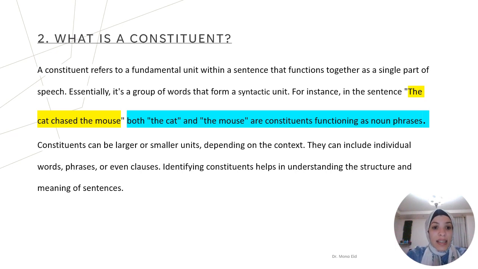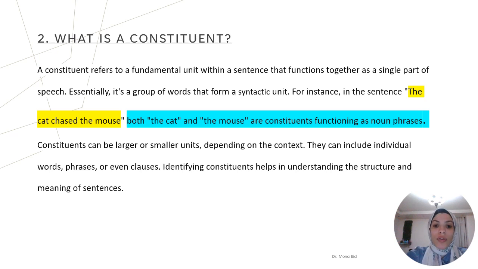For instance, in the sentence, the cat chased the mouse, both the cat and the mouse are constituents functioning as noun phrases. That means that they are part of the sentence. They do something in the sentence.